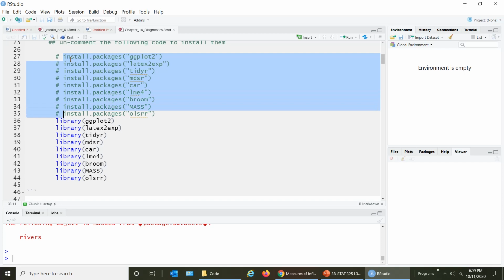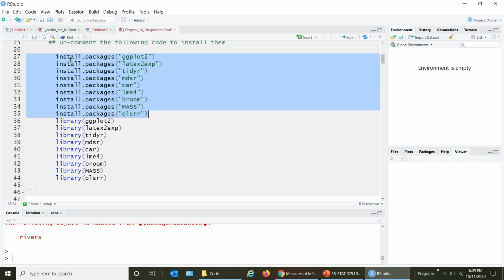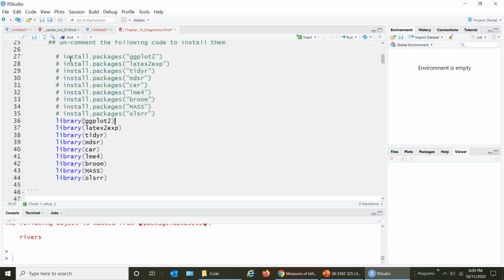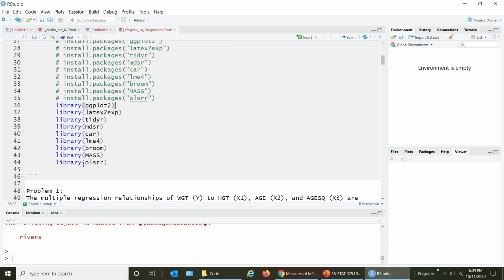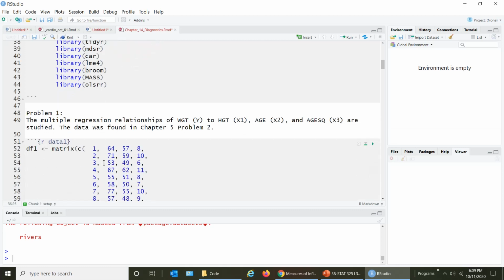I'm going to use Control, then Shift, and then C, holding those keys down. That comments all of those, and then reversing that would be Control, then hold Shift, then hold C, and it puts it back. So we're going to use this OLSRR, which stands for Ordinary Least Squares Regression something. I don't remember, but it's going to be very important here.